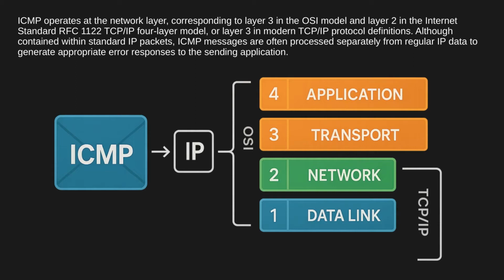ICMP operates at the network layer, corresponding to Layer 3 in the OSI model and Layer 2 in the Internet Standard RFC 1122 TCP/IP 4-layer model, or Layer 3 in modern TCP/IP protocol definitions. Although contained within standard IP packets, ICMP messages are often processed separately from regular IP data to generate appropriate error responses to the sending application.